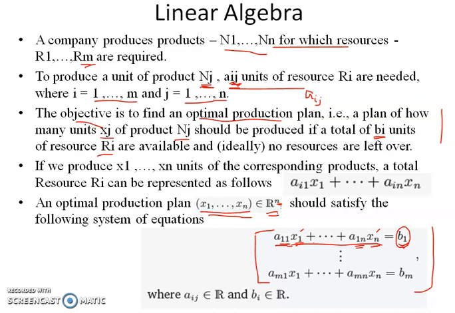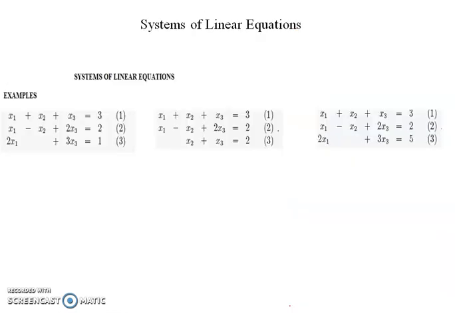So an optimal production plan will be a tuple ranging from x1 to xn, which belongs to Rn, and should satisfy the following system of equations, where aij is an element of R and bi is also an element of R. Now these are given some 3 examples that come under the systems of linear equations. So consider the first example.